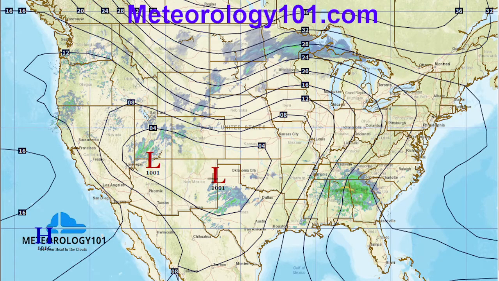Okay, so we have low pressure over Texas. Pretty much an elongated low pressure system from the Four Corners to Texas. So there's our southerly flow. Subtropical high off the east coast. There's our southerly flow.